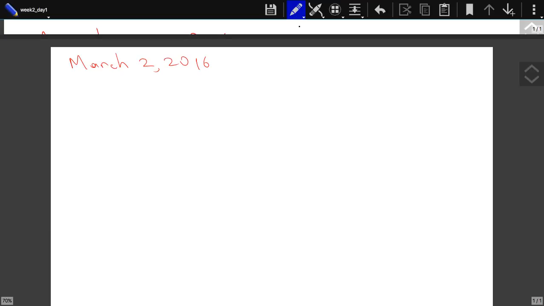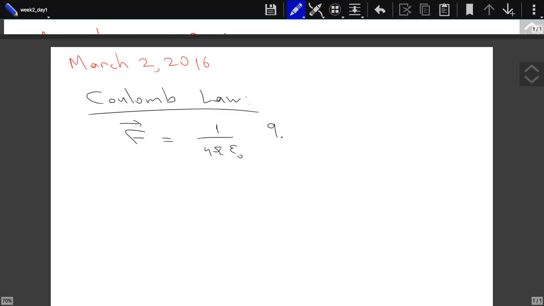Okay, so let's first review what we had done last week. If you remember, we started with Coulomb's law, which basically stated that if you have two charges separated by a distance r, the force between the two is given by a constant times the product of the charges divided by their separation squared, and the direction is along the line joining them.